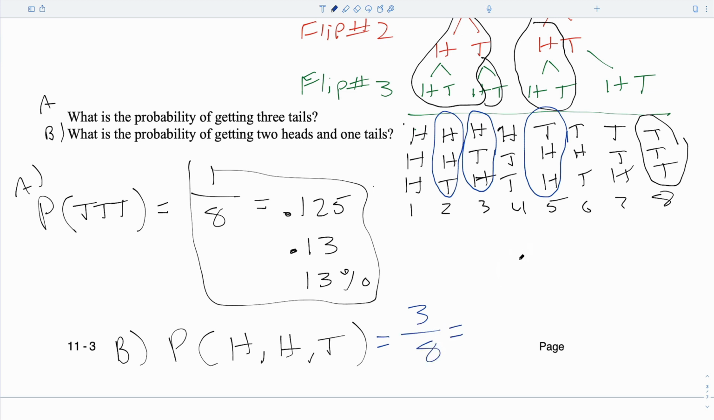3 divided by 8 is what, Josh? Okay. That could round to 0.38. And that could be, Miles, what percentage? Okay. That is your total.